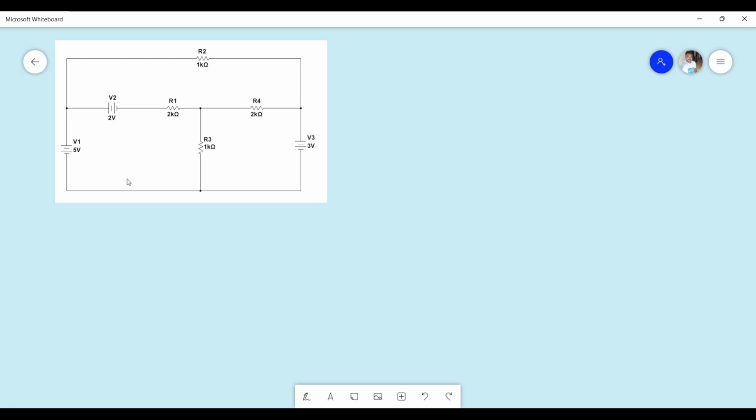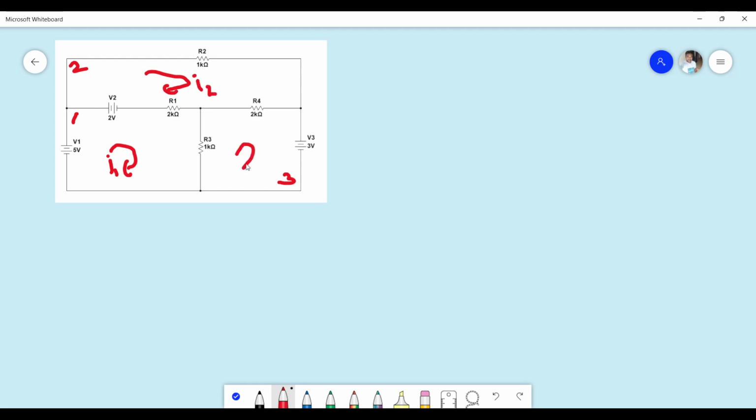Okay, according to the given problem here, we have three meshes: mesh 1, 2 and 3. So we will be having three currents, I1, I2 and I3. I'm considering that all the currents are flowing in the clockwise direction. Now we have identified the total number of meshes and assigned the current direction for each mesh. Now we can write the mesh equations.